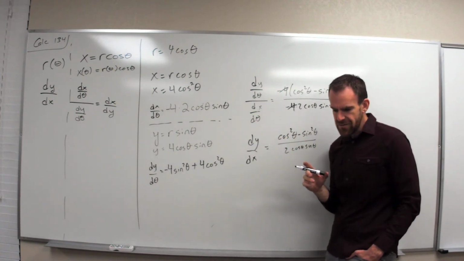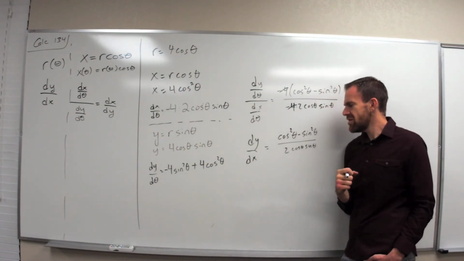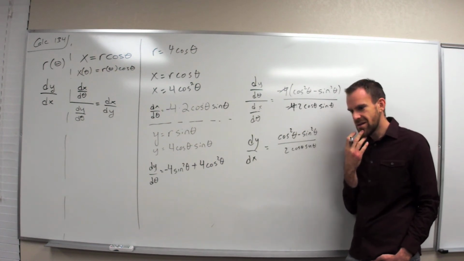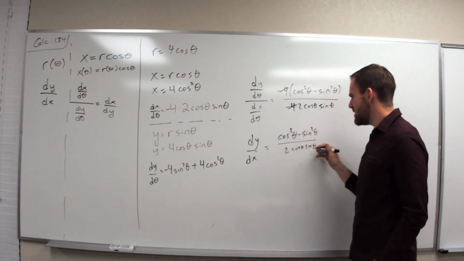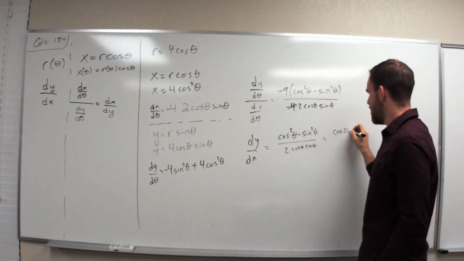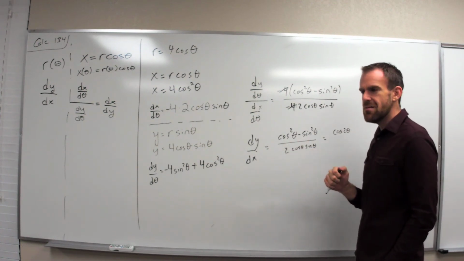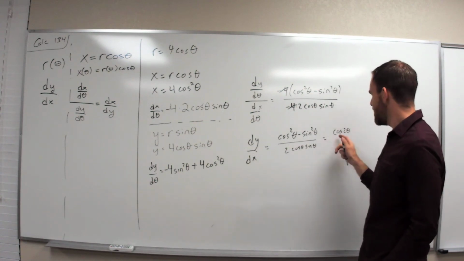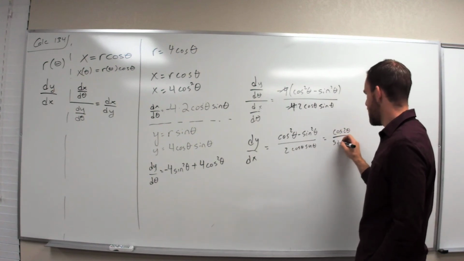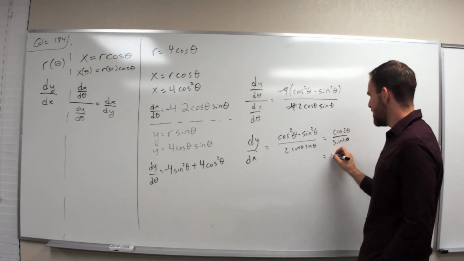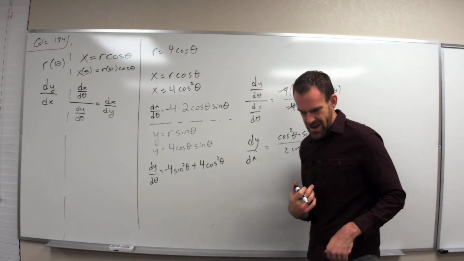Now, if you were super excited about identities, this is cosine of 2 theta, right? Cosine squared minus sine squared is cosine of 2 theta. 2 sine cosine is sine of 2 theta. So you could actually make this cotangent of 2 theta, if you're super into that stuff.